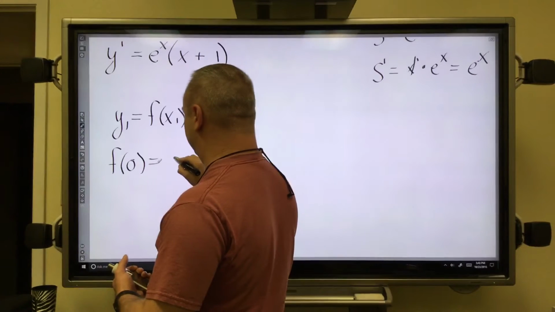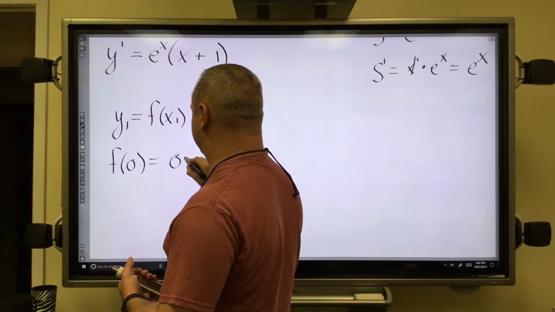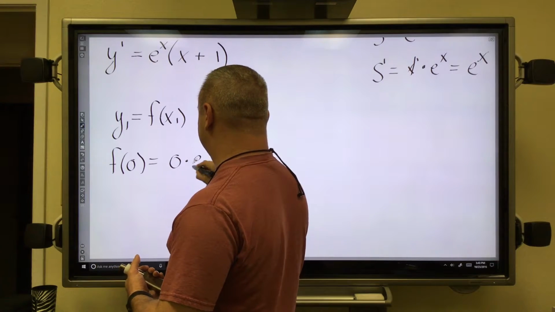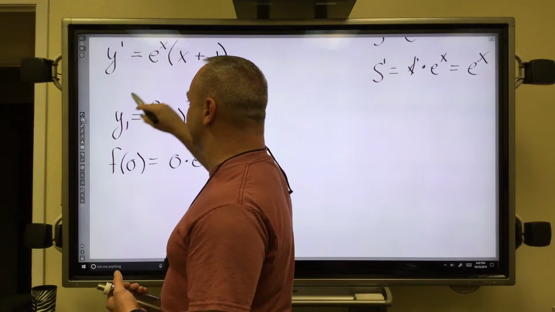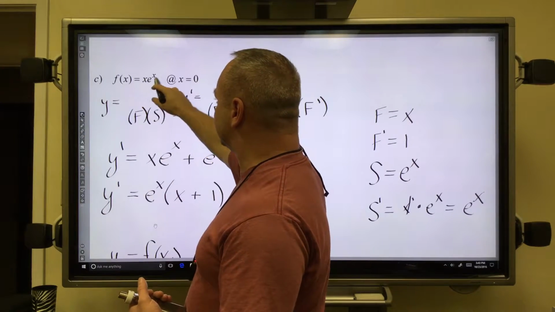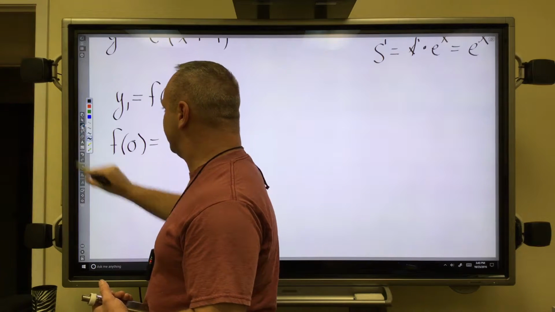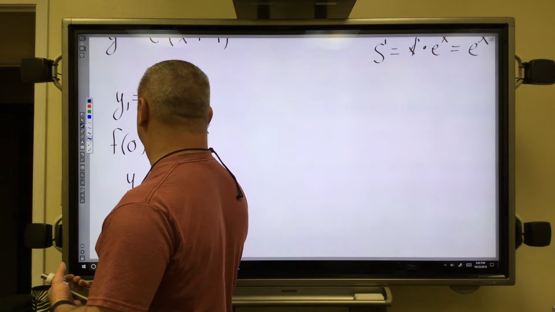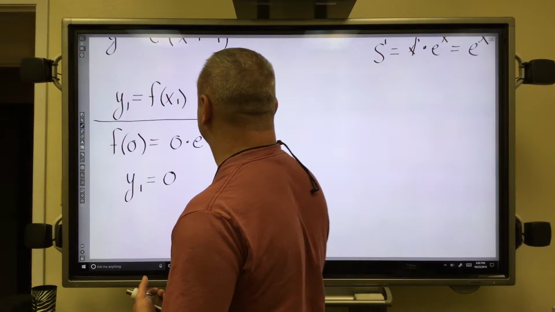All right, and so then I plug in a 0 everywhere I have x. So 0 times e to the power of 0. You remember what our original function is, x times e to the x. So 0 times anything, though, is 0. So my y1 is equal to 0. That's what goes in the first column, right?